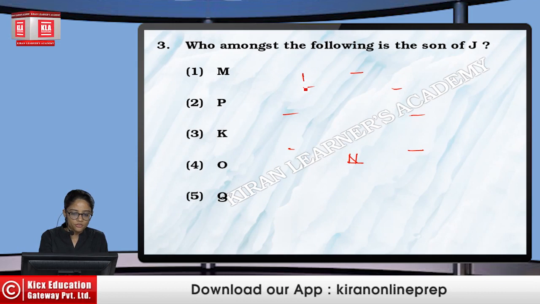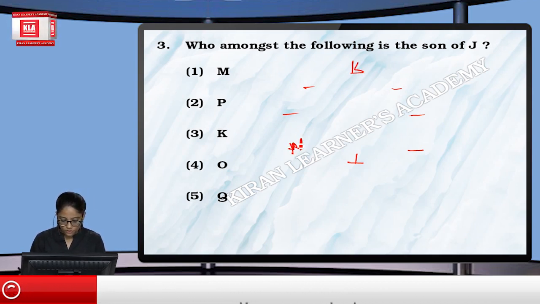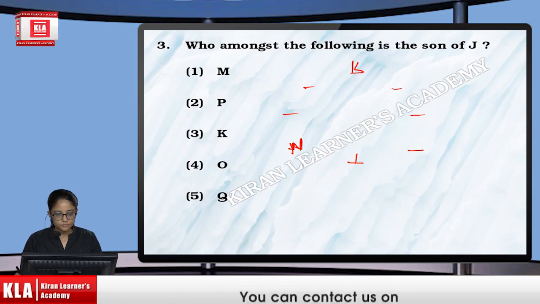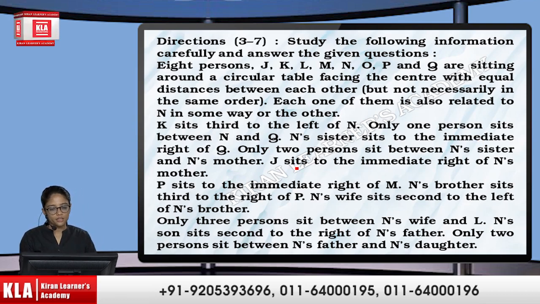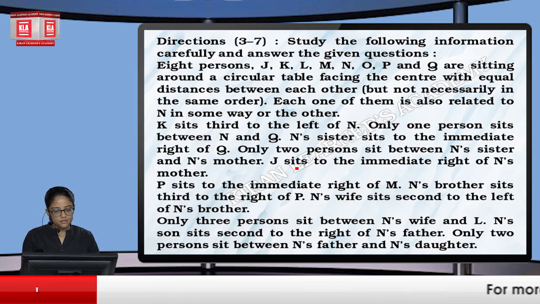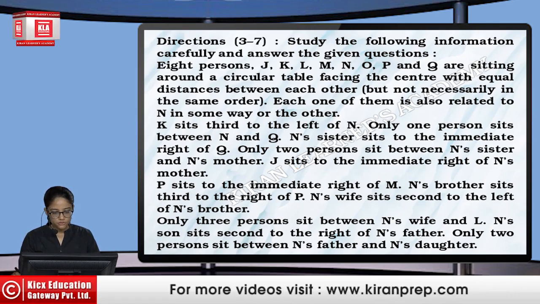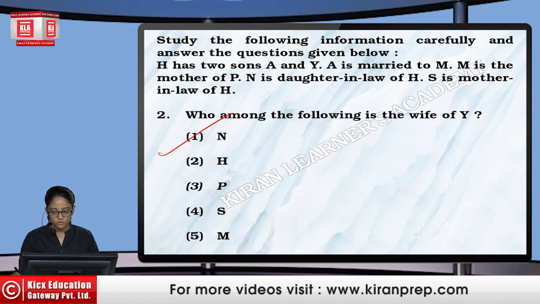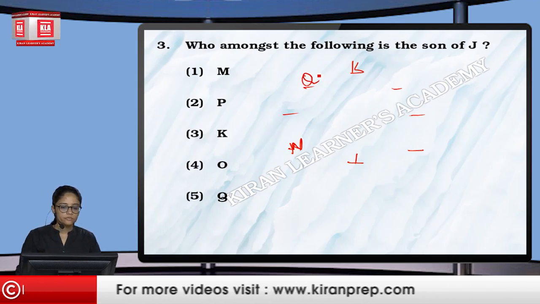So third to the left of N means K is sitting over here. Here we have N, then we set K over here. Next line what we have in this is only one person sits between N and Q, but we don't know where it is. N's sister sits immediate to the right of Q. First of all, between N and Q, we need one person, right?